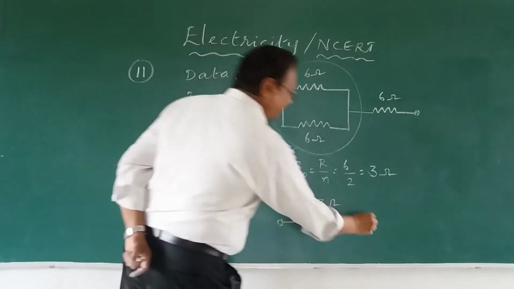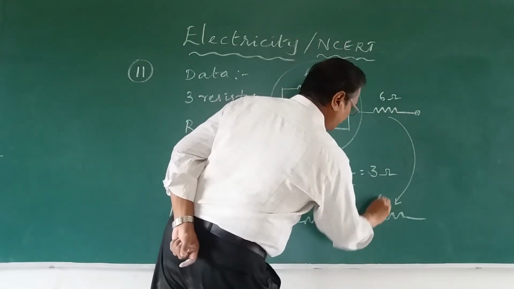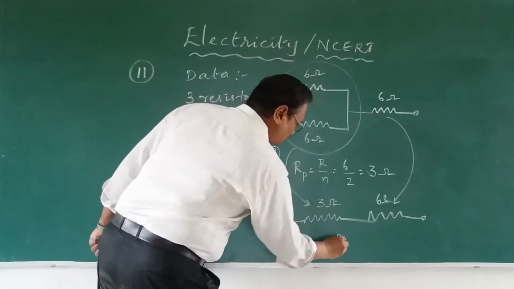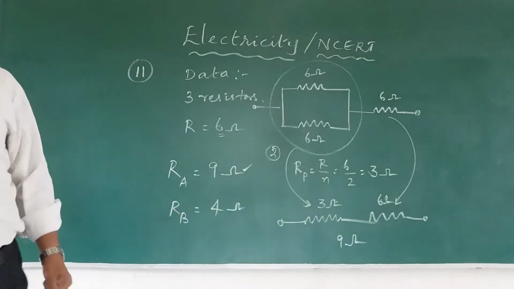Now I am connecting with this in series, this 6 ohms. So 6 plus 3 is how much? 9 ohms. We have got it. Just a minute, dear students.